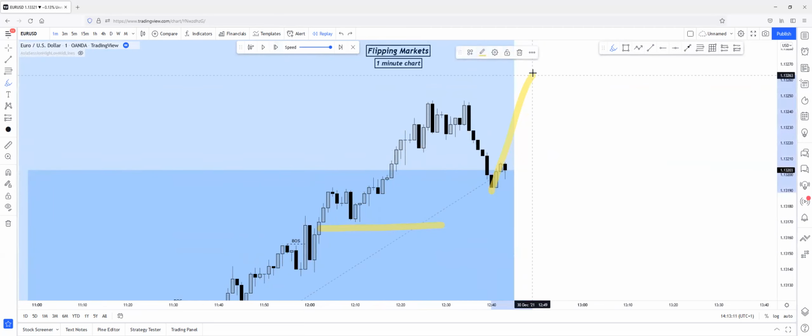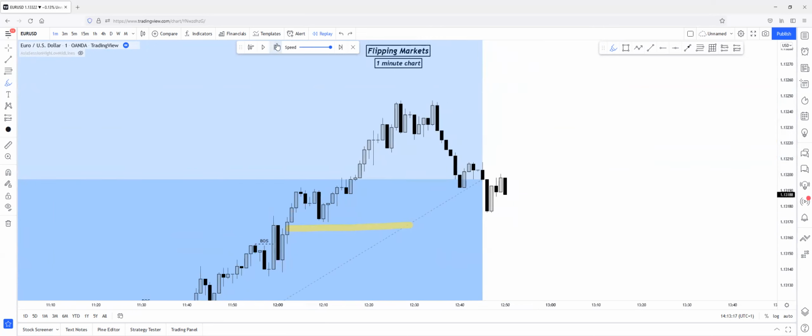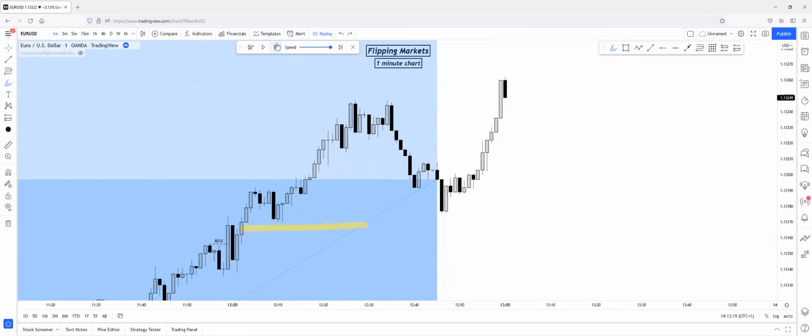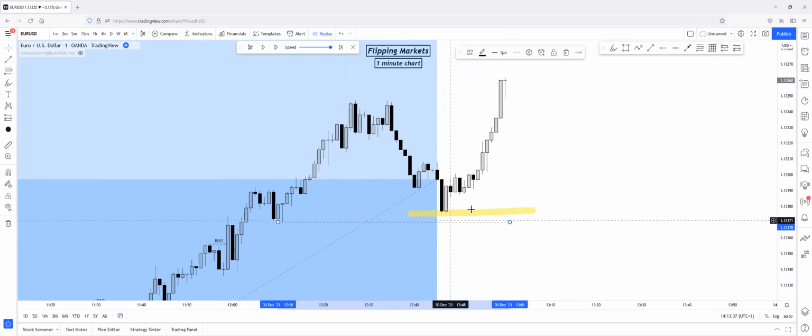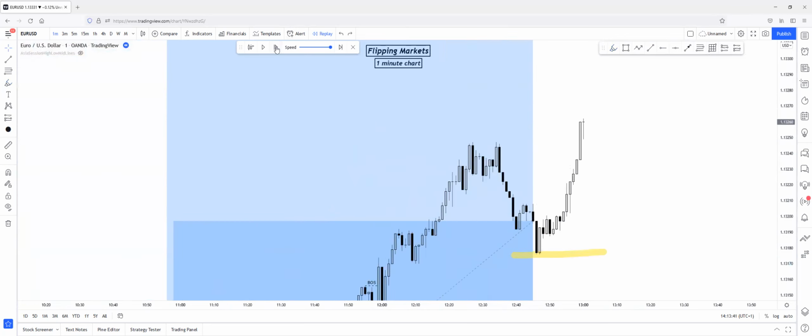And if this breaks structure to the upside here, I will place my stop loss below this level. Let's see what happens. It broke structure to the upside. And as you can see, I will just draw a line here. So this is our stop loss level, and it perfectly kept us in the trade. So a break of structure happened here to the upside. I will just place my stop loss below this low now. So our stop loss level is on this region.